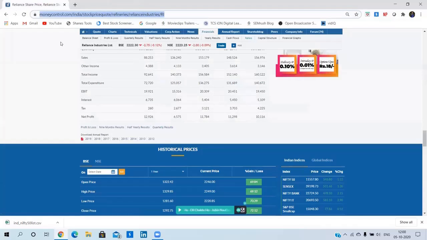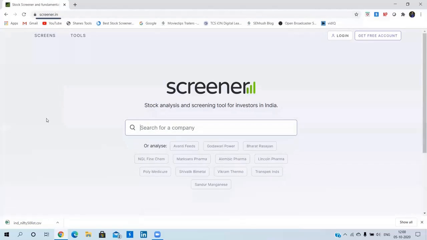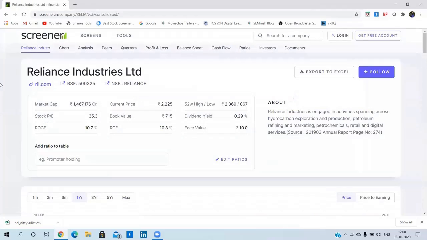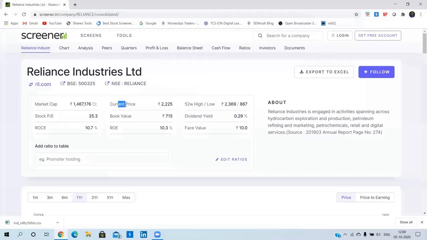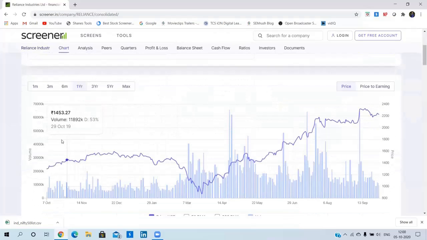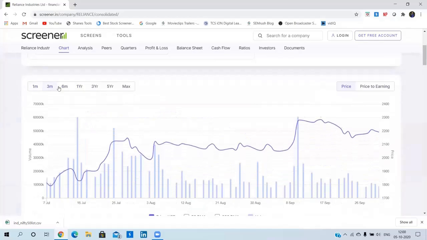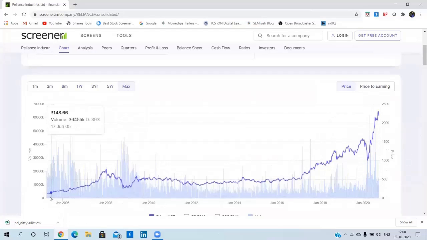So third, one of the most user friendly sites, that is Screener. Talking about the stock Screener, it is also one of the most user friendly sites. We will search Reliance. Okay, so yeah, here also market cap, current price, 52 week high low, dividend yield, book value, and all the details are mentioned, as well as you can see a graph. So in the past 1 month, 3 months, 6 months, 1 year, 3 years, 5 years, or maximum, what the share price has been, it can show. That is from 1st April 2005 till date.